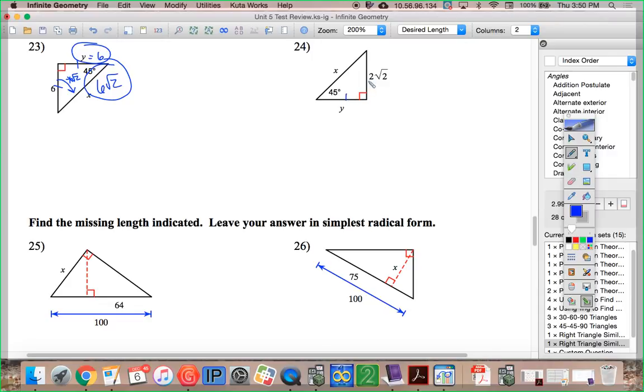On this one, these would be the same. So this is just 2 radical 2. Then to get to the hypotenuse, you multiply by radical 2. So 2 radical 2 times radical 2. You just do those together first. Radical 2 times radical 2 is just 2. So then you get 4.